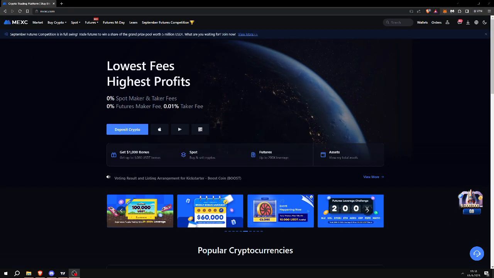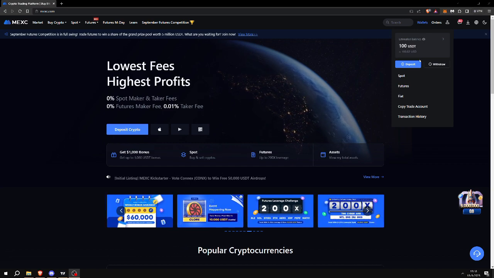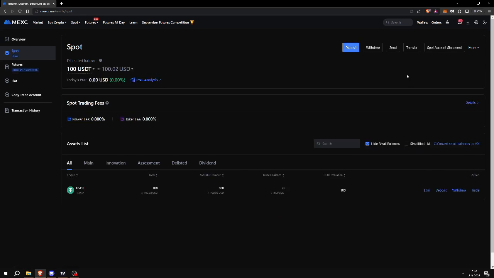Once our account is created and we're logged in, we can go from the home page and go to our wallet. From our wallet, click on Spot. This will take us to our Spot wallet where we can deposit and find our crypto. This is how we fund our account, right? How we get the money in the account. So we're going to click on Deposit.